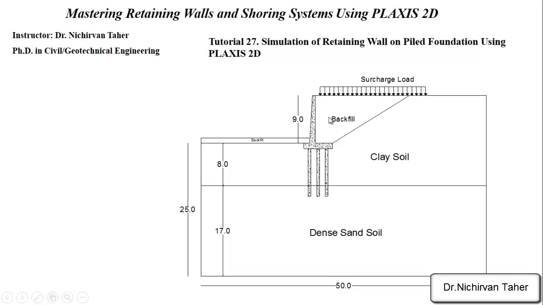So in this example we intend to use a piled foundation for supporting this higher retaining wall. This is a cantilever retaining wall which is 9 meters high, and we will use a pile foundation for this retaining wall. This is the stratigraphy of the soil ground. We have two soil layers, the dense sand layer at the bottom, and the upper soil layer, which has a sloped ground. It is a clay soil.